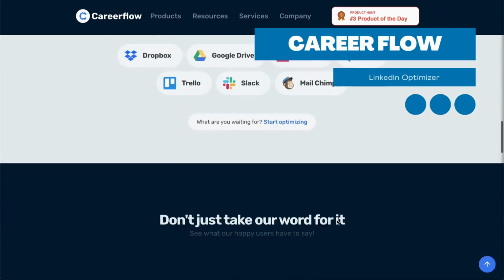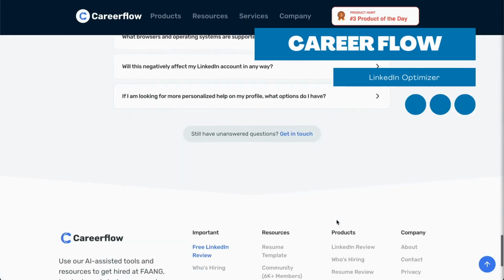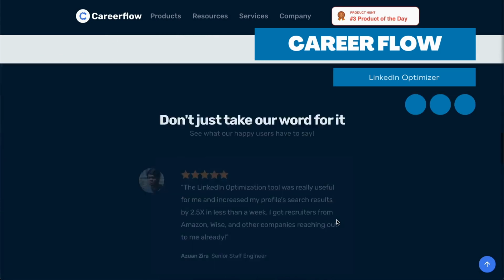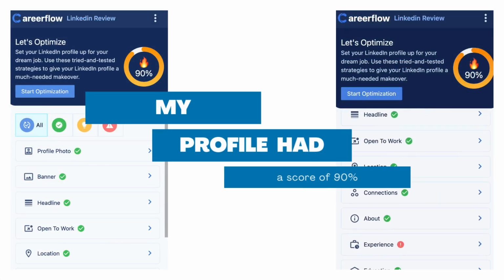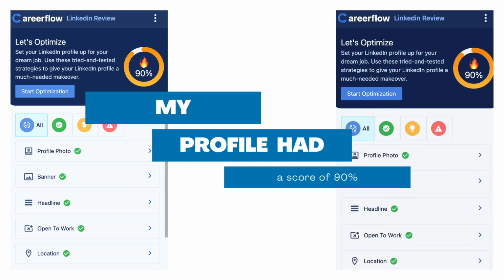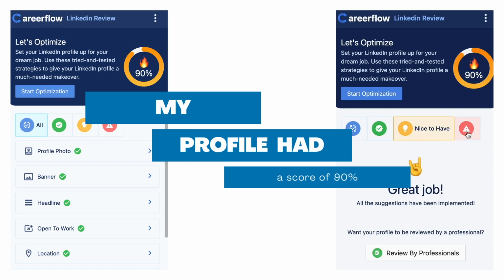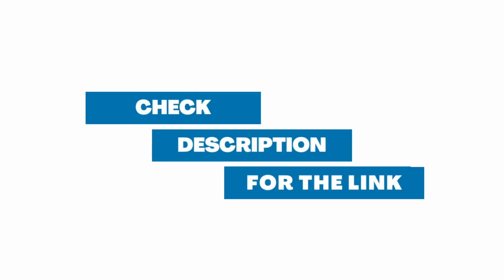Next is CareerFlow's LinkedIn Optimizer. I recently added it to my Chrome browser, and this basically tells you where your profile is lacking. And to my surprise, I already had a high score of 90. But this is a good tool which can help you optimize your LinkedIn much faster. I'll be adding the link to these tools in the description box.